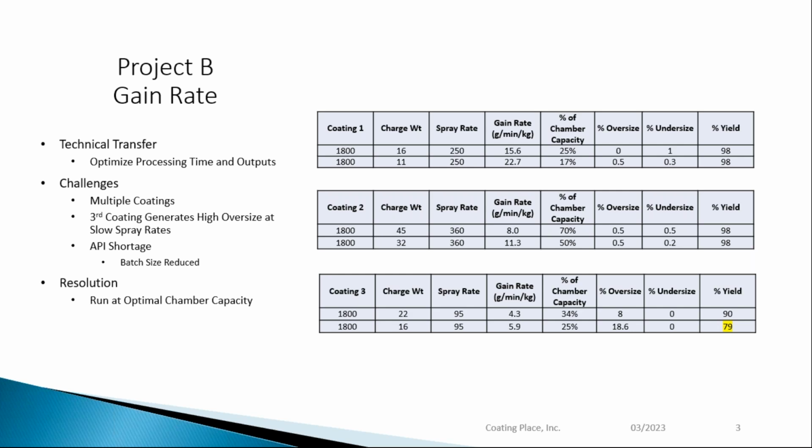We'll be kind of coming back to a larger, more full chamber, and hopefully that will then reduce our oversize back to where we were before and improve the yields. And we may even be able to push that capacity even higher, and then we can scale up without sacrificing spray rate or process time.